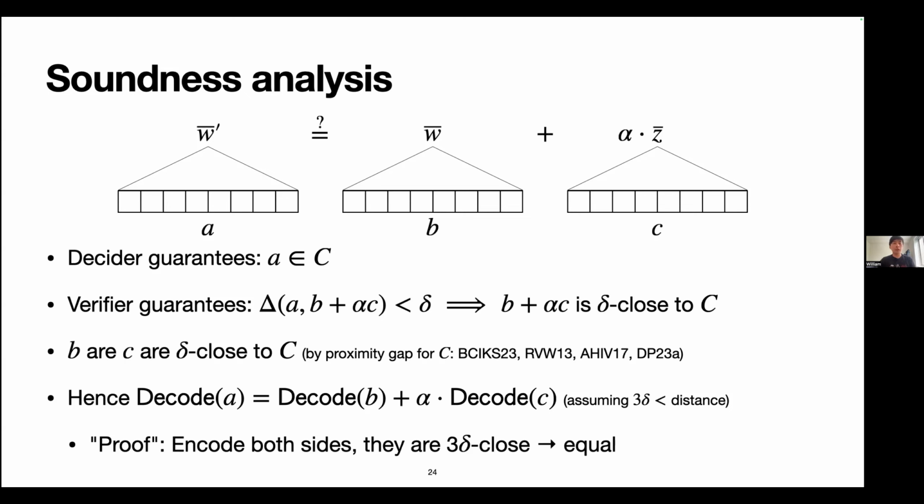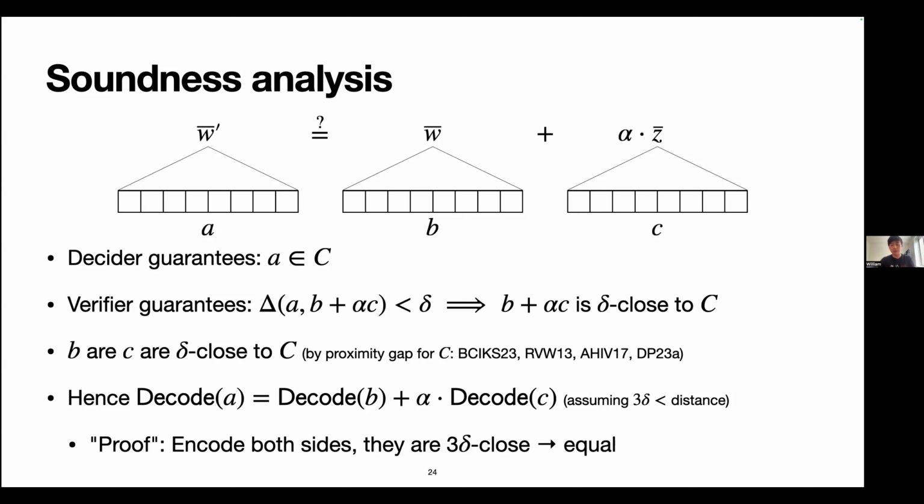And the key thing I want to focus on is that by doing this error correction, we are able to recover the homomorphism check over the decodings, right? Like decode A is equal to decode B plus alpha times decode C. This is the key fact that we want to use in order to show that the accumulation scheme is sound. But there is one issue, namely that even though A is a code word, our guarantee is not that B and C are code words. They're only delta close to the code, right?